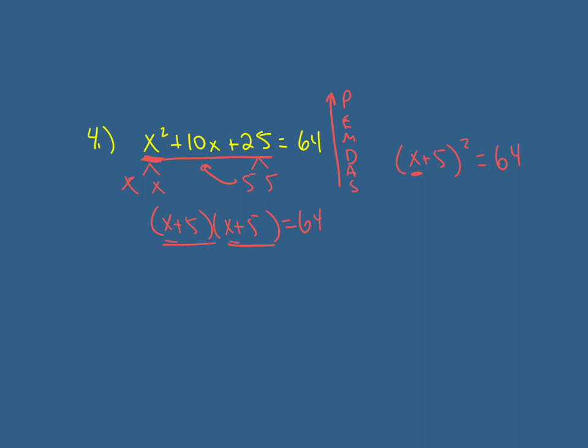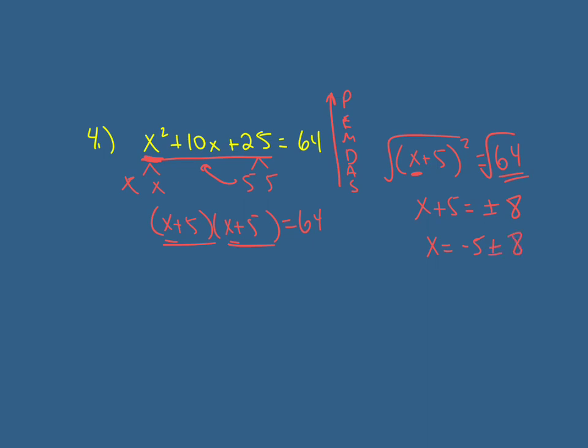Okay? So, I'm going to square root both sides. I end up with x plus 5 equals plus or minus the square root of 64, which is 8. Remember, if 64 is perfect, the radical disappears completely. Now I'm going to get rid of the plus 5 by subtraction, so I get x equals negative 5 plus or minus 8.